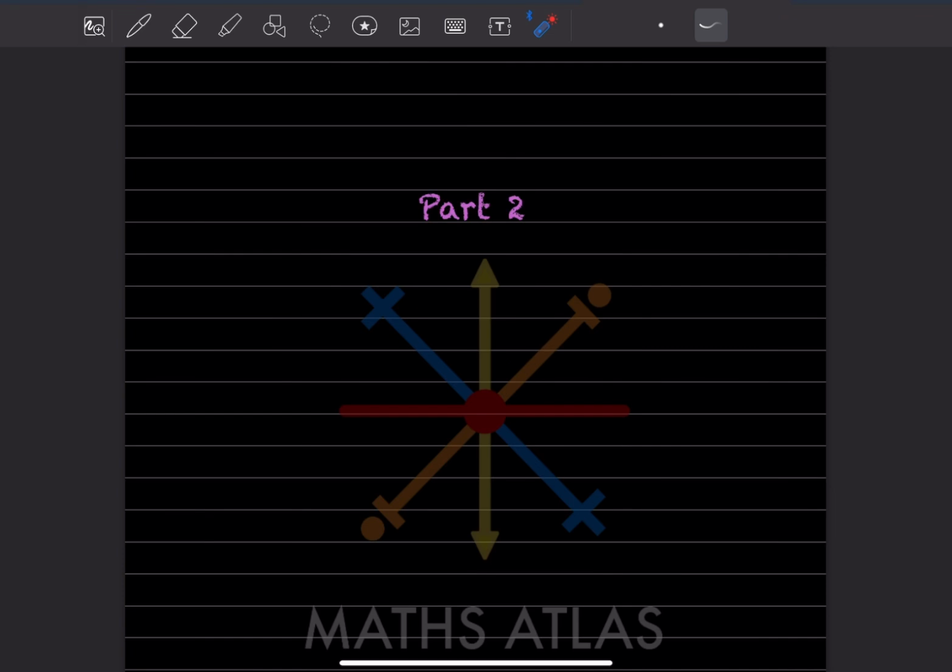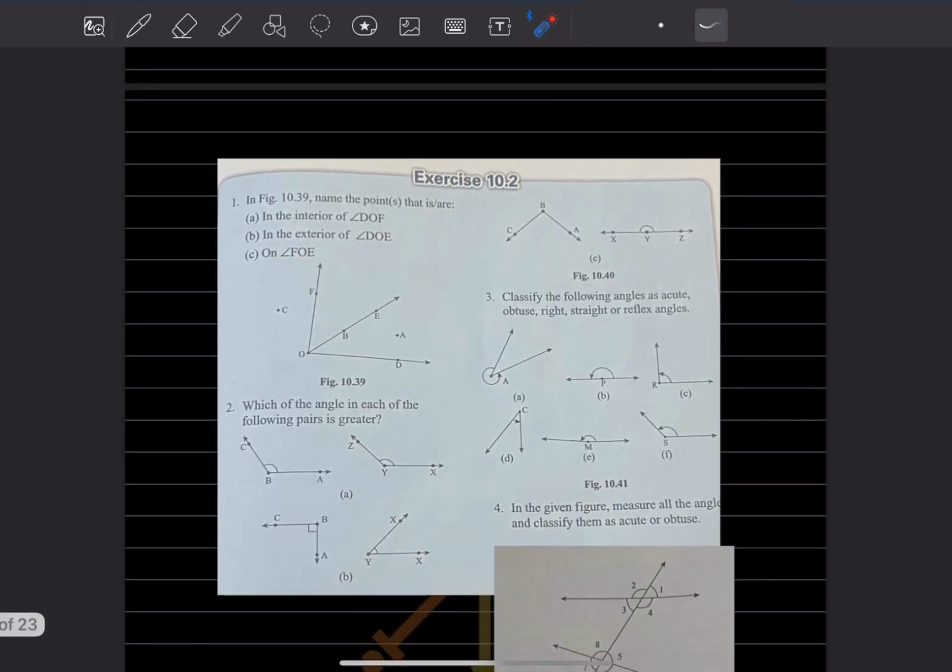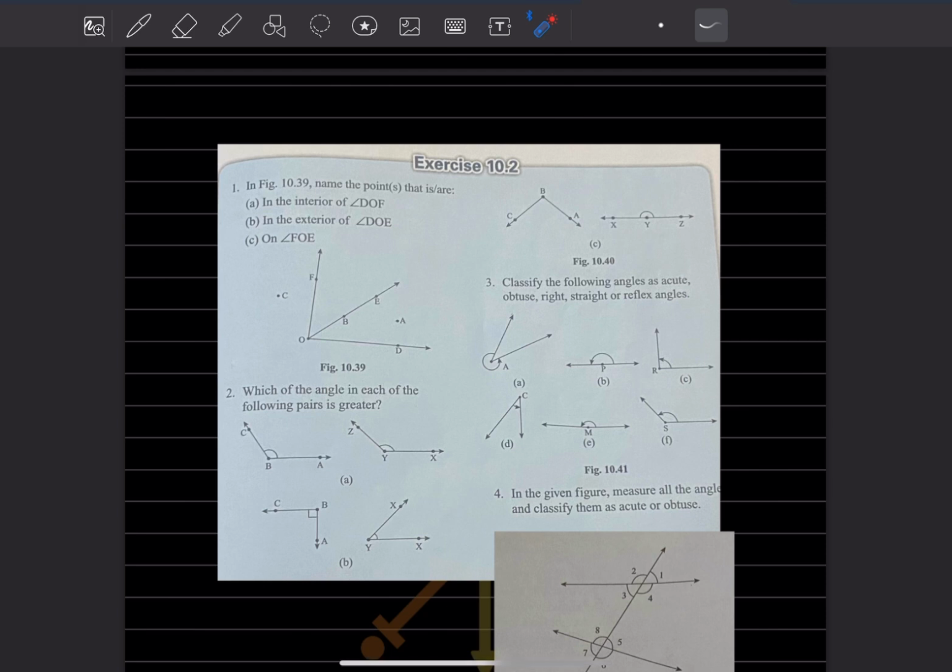So today we'll see part 2. In that we are going to see exercise 10.2. So these are the questions here for this one. I've pasted here 4 questions. So let us see the first question here.